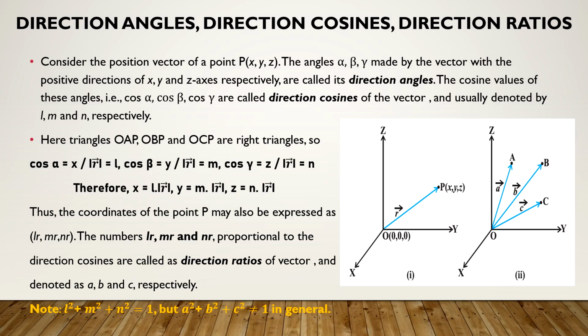Now, if you note over here, the sum of l square plus m square plus n square is equal to 1, because cos square alpha plus cos square beta plus cos square gamma will be equal to 1. But it is not always necessary that a square plus b square plus c square will be equal to 1. Correct? So this we will be seeing with the help of an example.